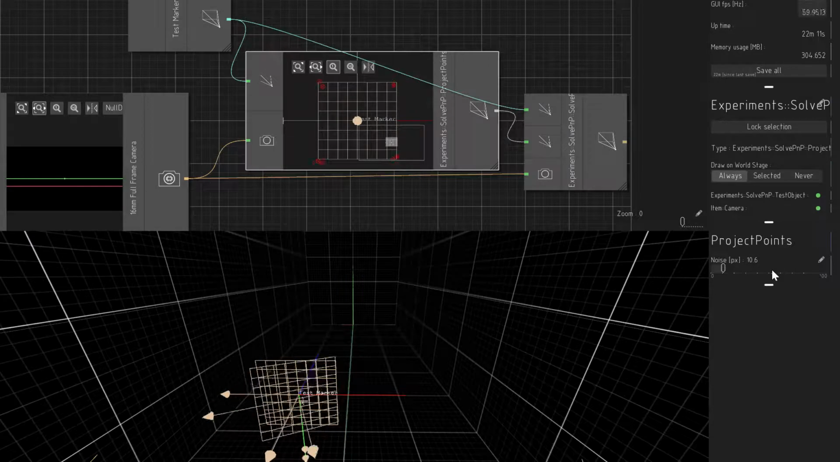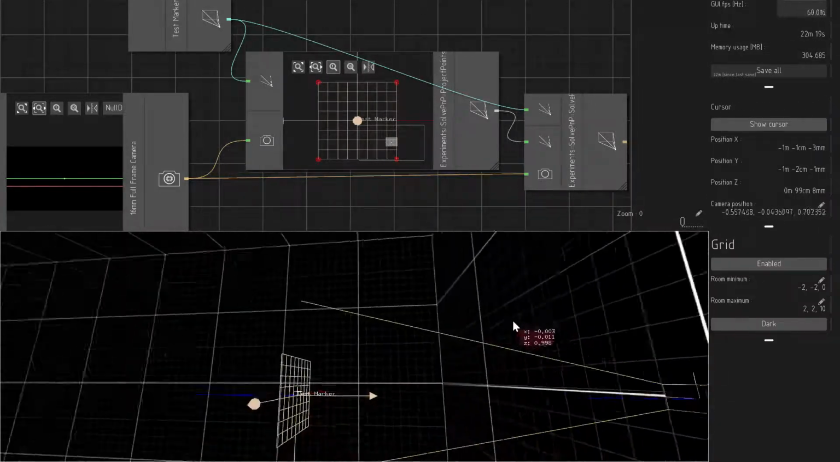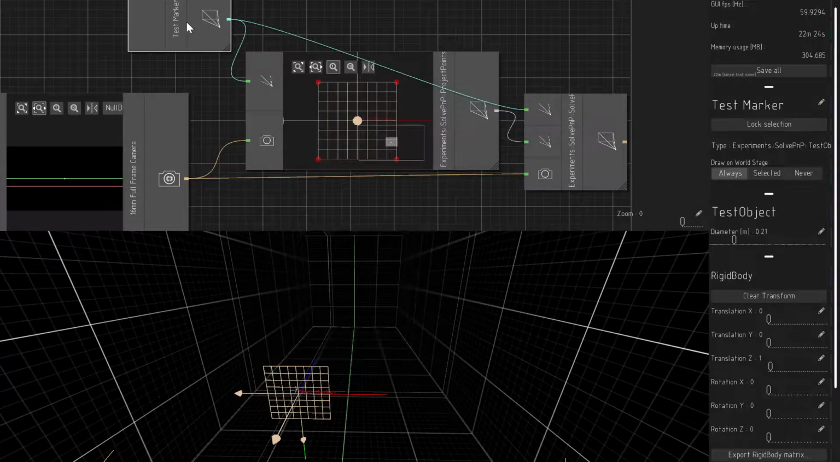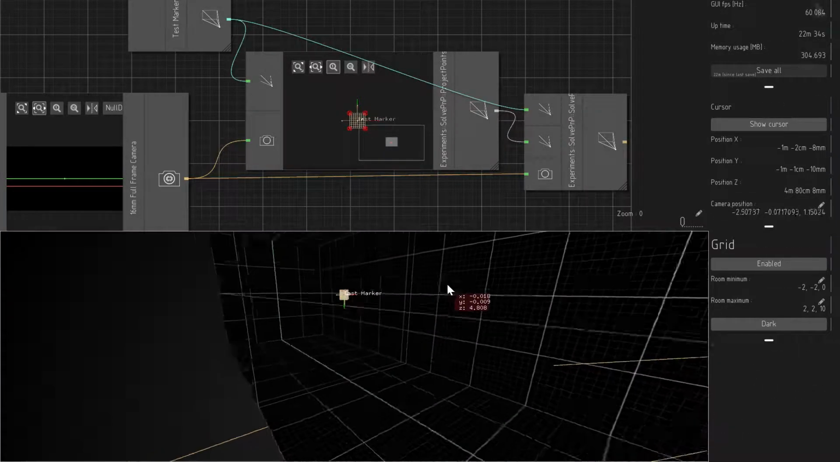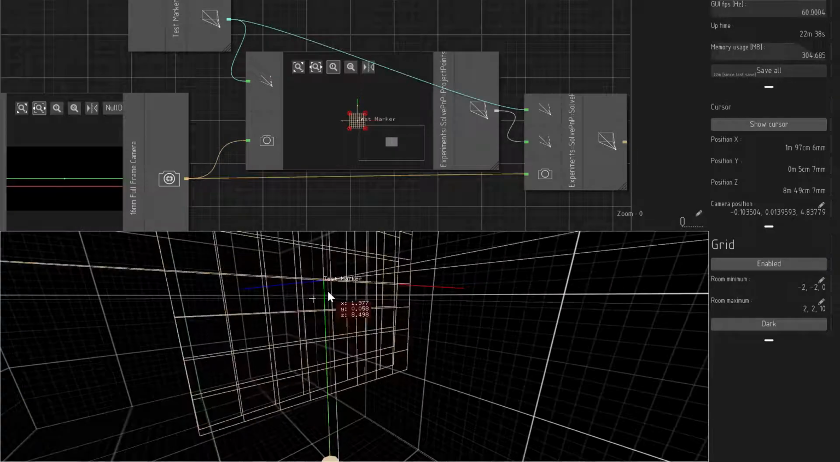So I'm just going to put that noise back down to something reasonable. What we found in our previous tests is that 0.1 pixels is quite standard. With 0.1 pixels, we've got a very stable resolving of that marker. All right, so let's move that marker out to 5 meters distance. Okay, so now it's at 5 meters distance. It still has 0.1 pixels of noise on the corners.